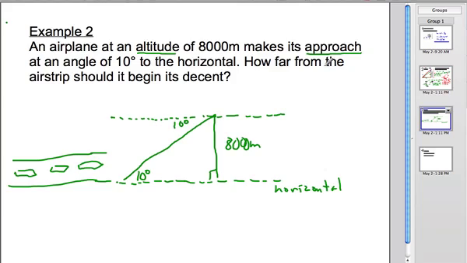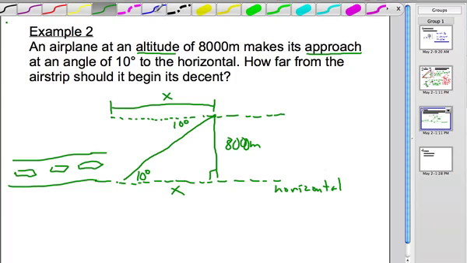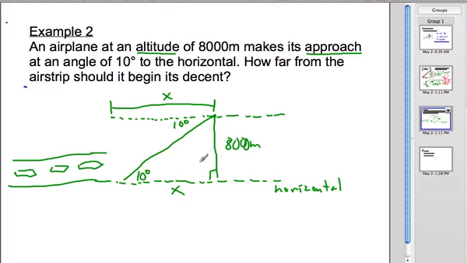Now, how far from the airstrip should it begin its descent? That would be this distance here that we're looking for. This is the distance from the airstrip at which it should make its descent. So we're looking for x in this diagram. The hardest part is drawing the diagram correctly, I guess. But once we've got that done, we can start identifying the sides in the triangle.